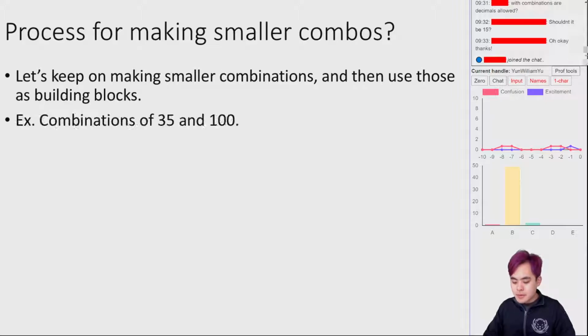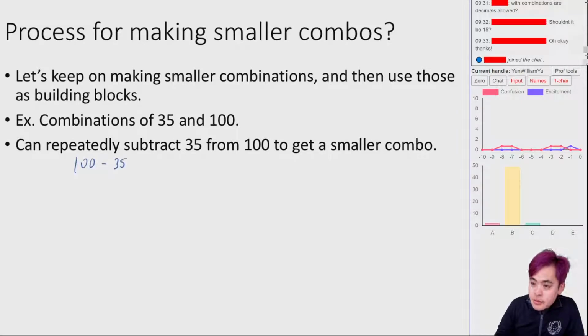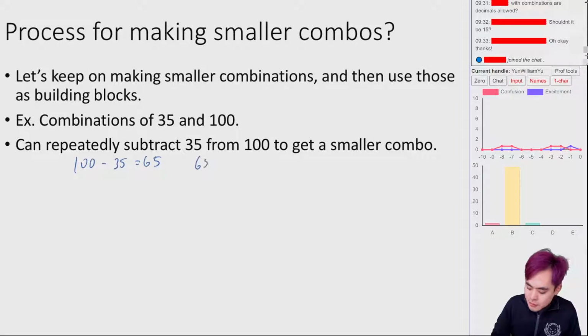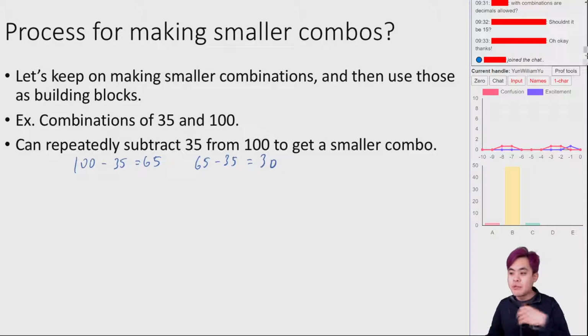Well, let's say that we want to make combinations of 35 and 100. One thing you could do is repeatedly subtract 35 from 100 to get a smaller combo. So let's say 100 minus 35 is equal to 65. It doesn't really help yet because we already have a smaller combo, 35. So let's do it again. So 65 minus 35, basically taking two steps of size 35 back, is equal to 30. And 30 is actually smaller than 35, and so we've now successfully made a smaller combo.